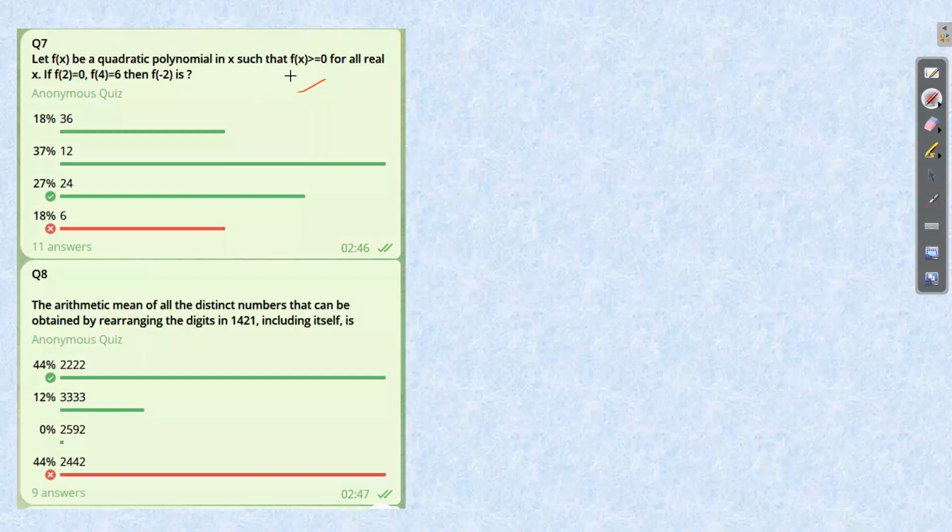Let f be a quadratic polynomial so that f is greater than or equal to 0. This is one of the most important conditions. f is greater than or equal to 0 means two cases: f is greater than 0, or f is equal to 0. In this case, discriminant is less than 0 means no real root.